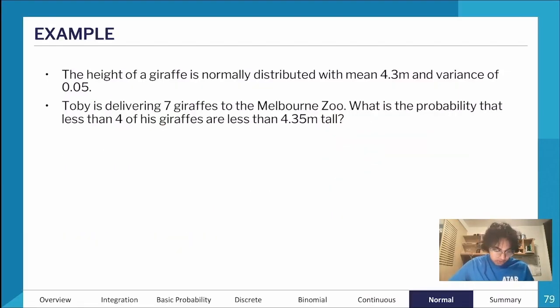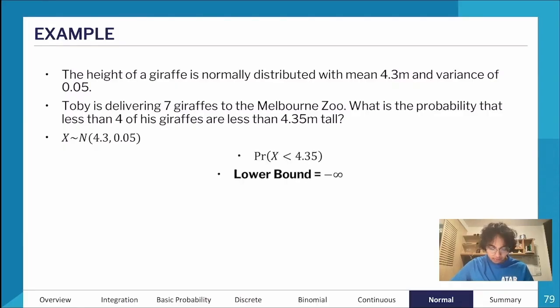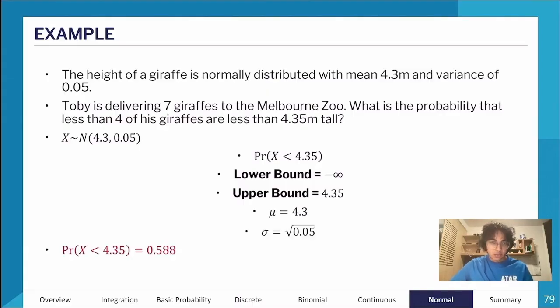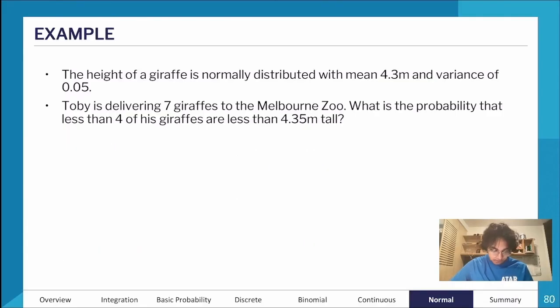Okay, so Toby is delivering 7 giraffes to the Melbourne Zoo. What is the probability that less than 4 of his giraffes are less than 4.35 meters tall? So again, we just create our variable. So the probability that x is less than 4.35 is what we want to work out. So lower bound negative infinity, upper bound 4.35. So we enter it all in, we get 0.588.